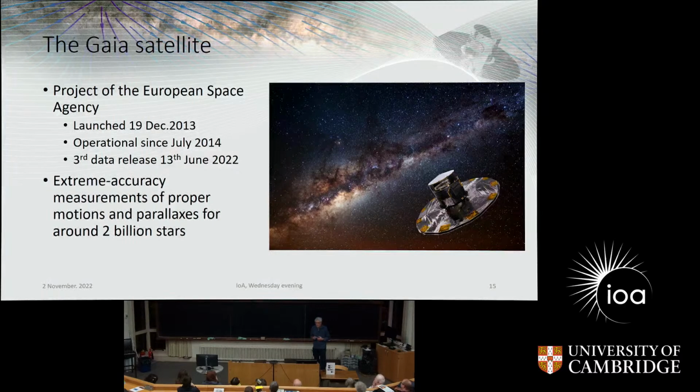The Gaia mission is still running. It's again a project of the European Space Agency, launched about 9 years ago, in operation since 2014, and we had a third data release earlier this year in June. We're talking about extreme accuracy measurements of proper motions and parallaxes for around 2 billion stars, 2 times 10 to the 9 stars. Extreme accuracy, okay.